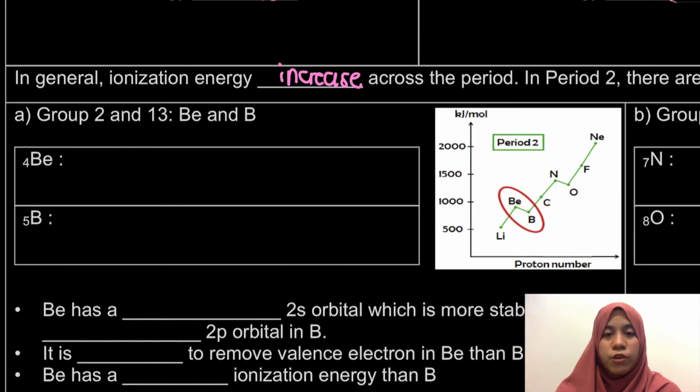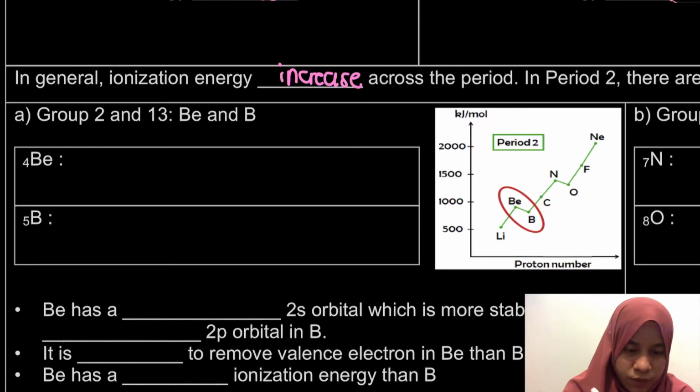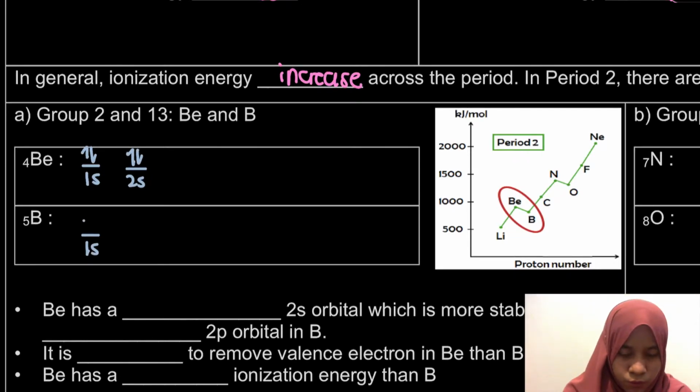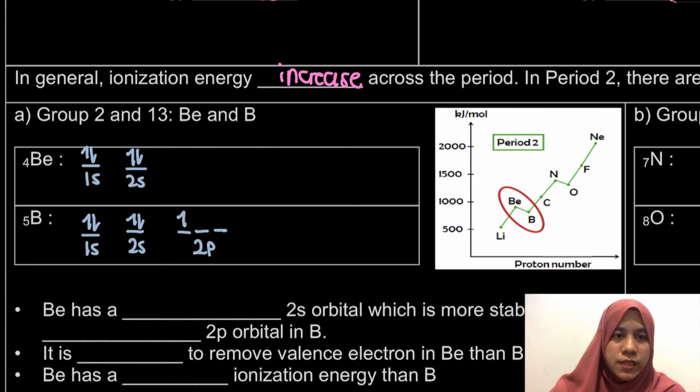Okay, so how are we going to look at it? Let's look at the orbital diagram. So for the orbital diagram for beryllium, I'm going to write down: first 1s, 2 electrons, then 2s, 2 electrons. Okay, and then for boron, 1s, 2 electrons, 2s, 2 electrons, 2p, make sure, 1 electron in 2p. Okay, so this is the orbital diagram of beryllium and boron.